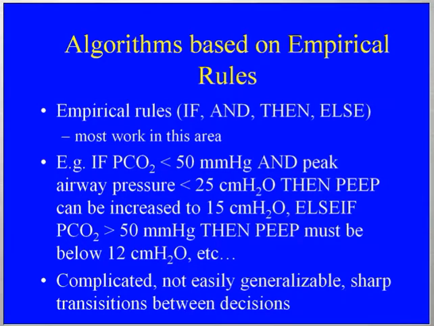Now, a lot of protocols are based on that kind of structure. The trouble is that they can, as I said, get very complicated. And they're also not easily generalizable. They involve sharp transitions between decisions. In other words, if PCO2 is less than 50, do this, and if it's greater than 50, do that, and this and that may be completely different. And once you set this up for one particular situation, it may be very difficult to generalize it to another different situation.